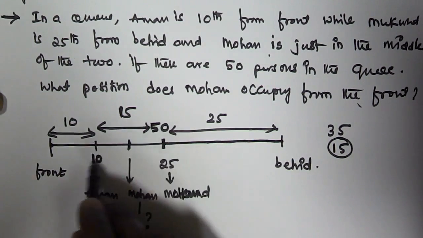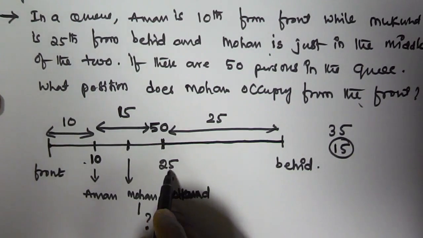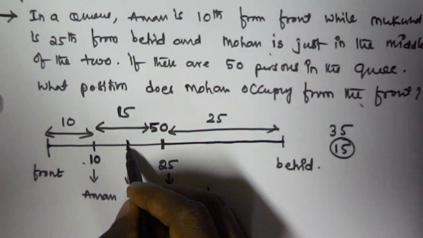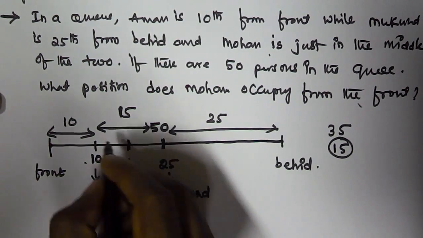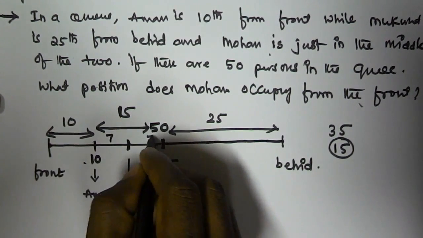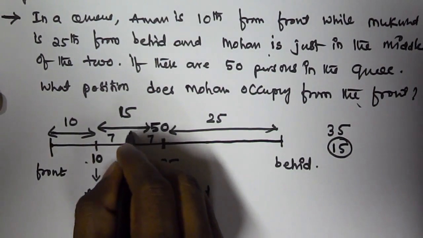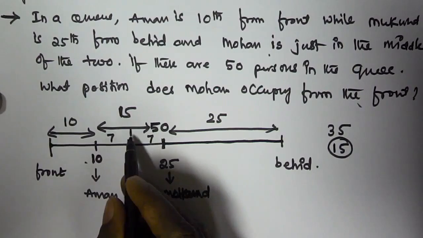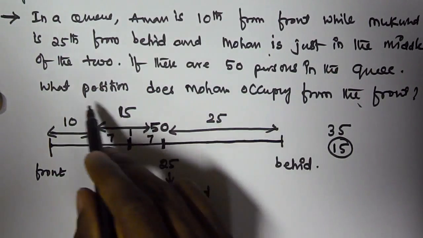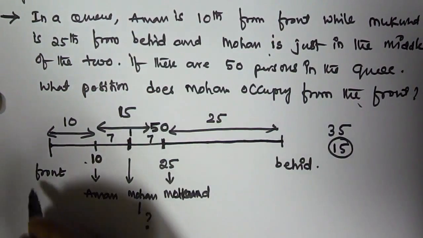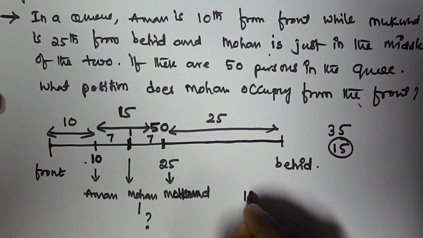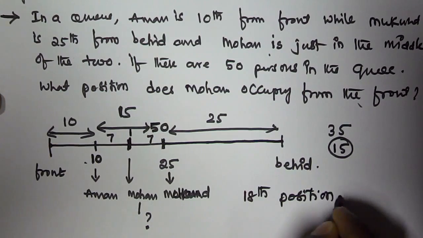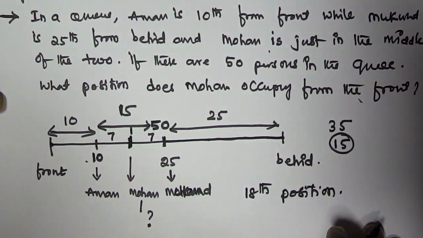If 15 people are there between Aman and Mukund, Mohan is in the middle of the 15. The 15 can be divided as 7 and 7 with 1 in between. So 10 plus 7 is 17, plus 1, 18. So Mohan occupies the 18th position from the front.